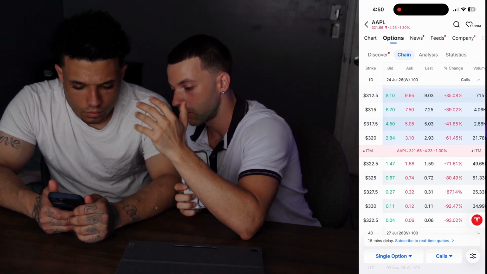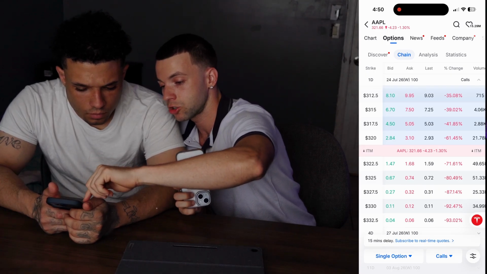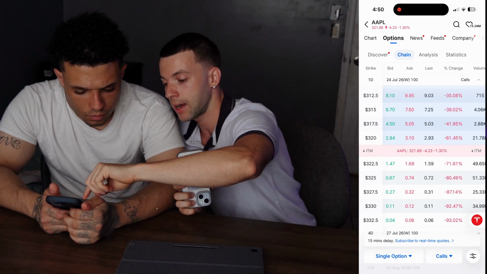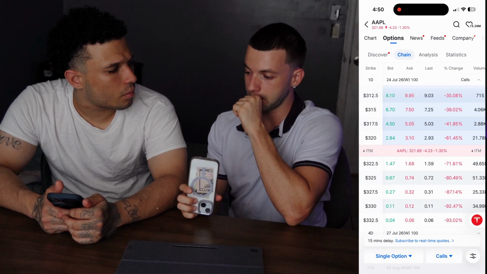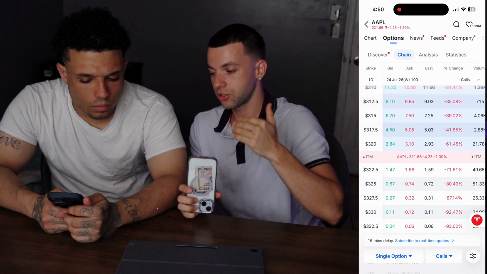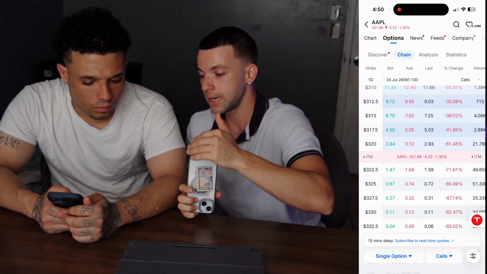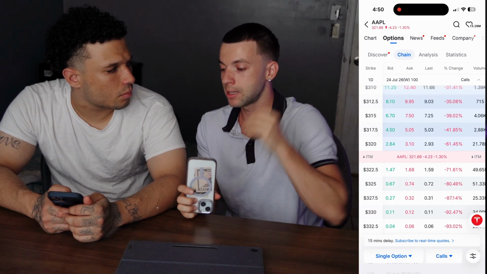So right now we're looking at the very left. It's called strike, and you see 320, 322.5, 325, and all of that. These are strike prices. So what that means is that's the contracts for that certain price. And every price is priced differently depending on where the stock's at.